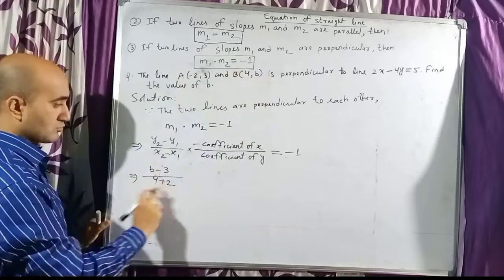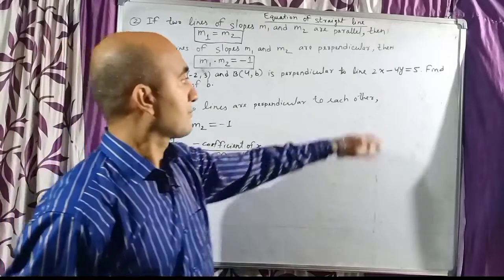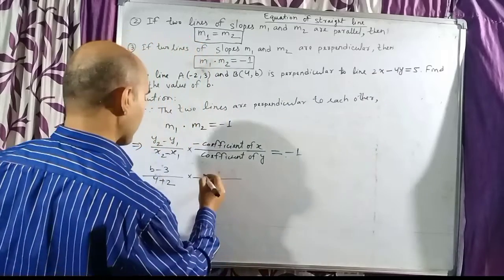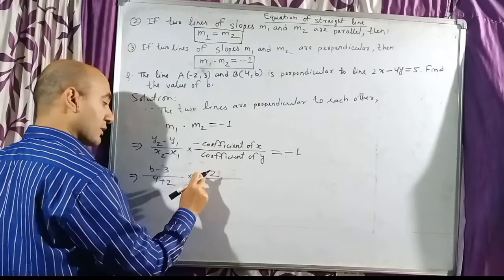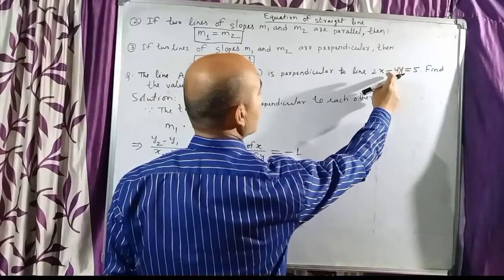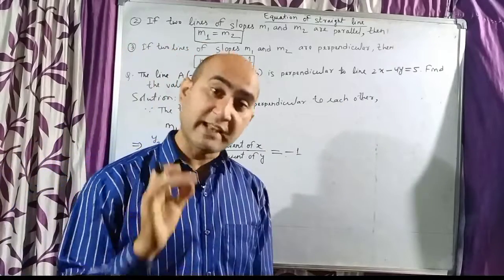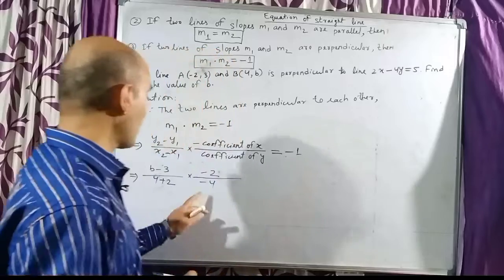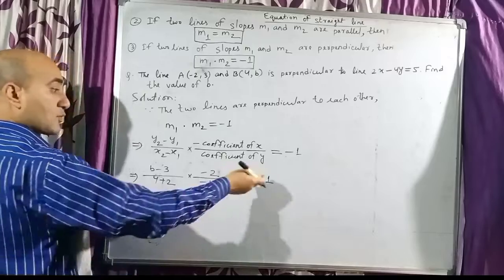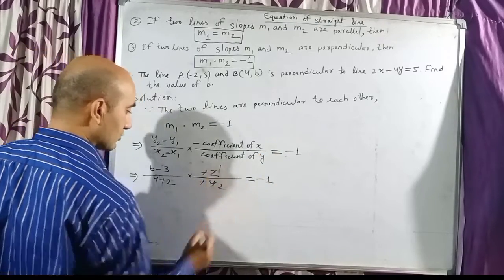So 4 plus 2 into minus coefficient of x. Coefficient of x is what? 2. So I can write minus 2. Minus is our formula and 2 is the coefficient of x. Who is the coefficient of y? Minus 4. So write minus 4. In case of plus 4, we write only 4. But when there is minus, you have to write the symbol minus also. Equal to minus 1. Cancel both the minus signs and write 1 by 2.